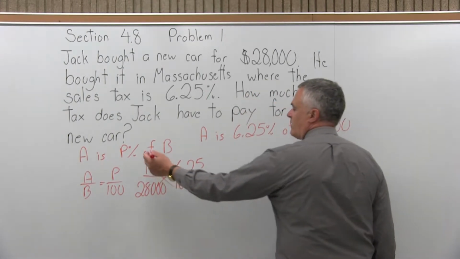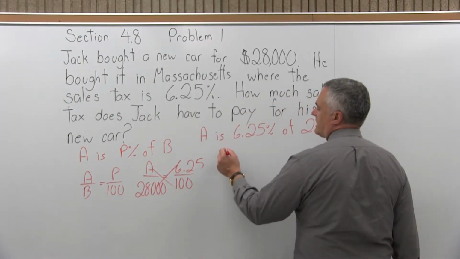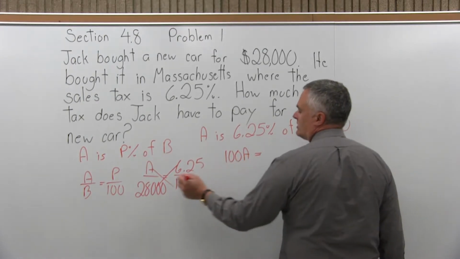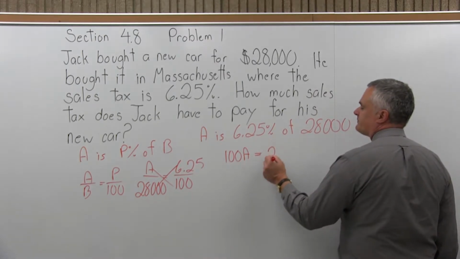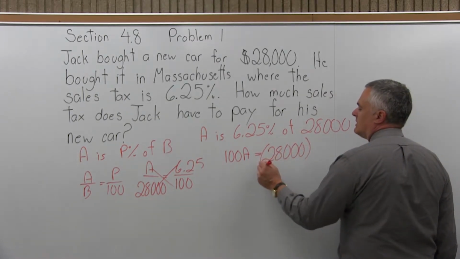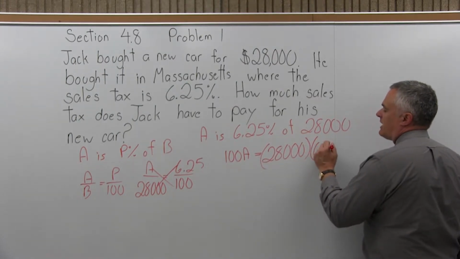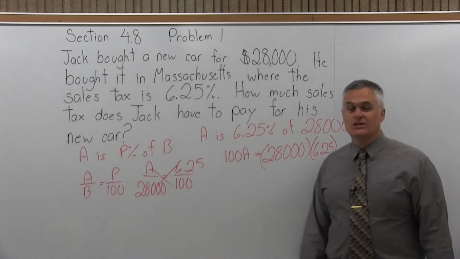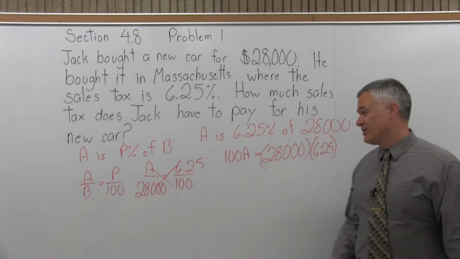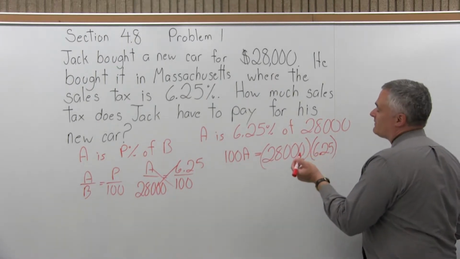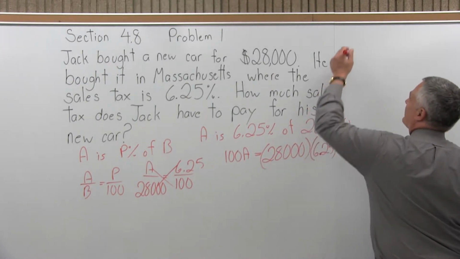As you multiply one way, A times 100 is A100 or 100A. You could really write it in either order. Equals, the other way I have 28,000 times 6.25. Now, that's not a multiplication that most people are going to be able to do in their head. So off to the side, I will multiply it out the long way.